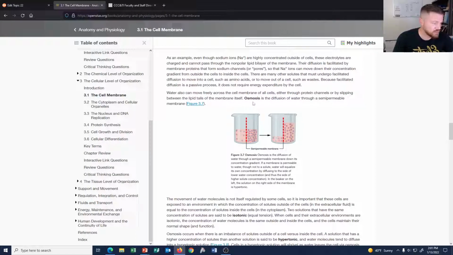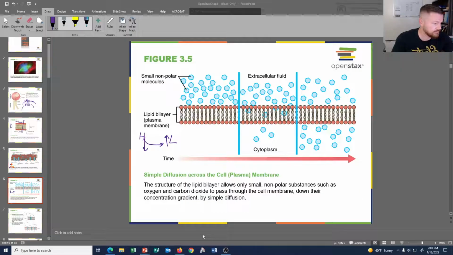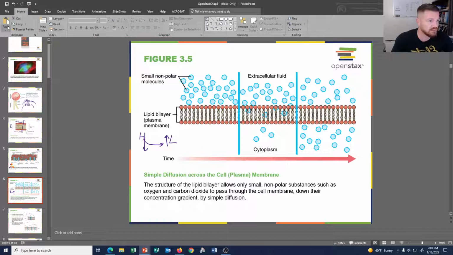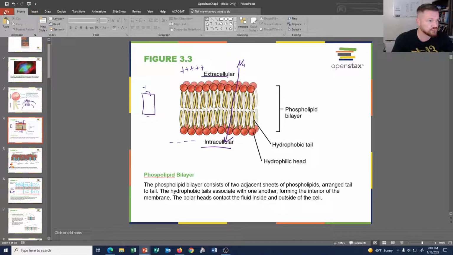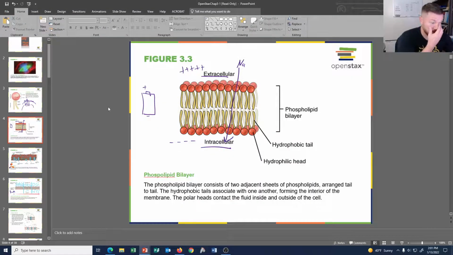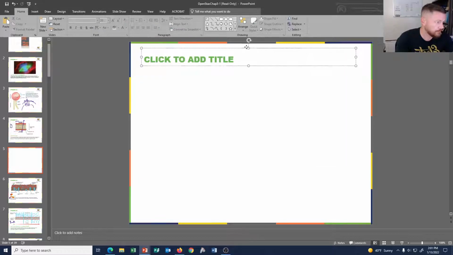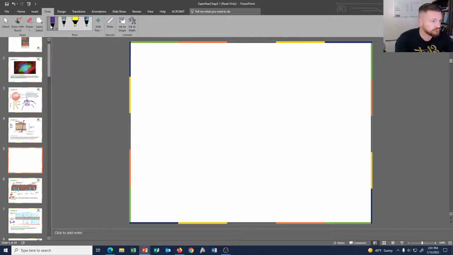Then we have a special thing called osmosis. So osmosis is the diffusion of water across a selectively permeable membrane. Right? And so let me take a second here and see if I can add a new slide. Whoops, I don't want that. I want to add a new slide, and I want to blank all this out so I can just draw. All right.